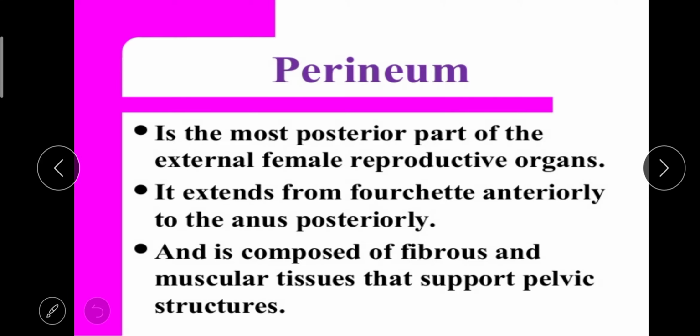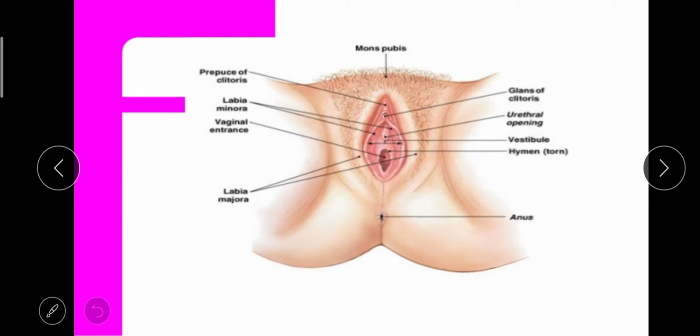The last one is perineum. It is the most posterior part of the external female reproductive organs and it extends from the fourchette anteriorly to the anus posteriorly, and it is composed of fibrous and muscular tissue that supports pelvic structures. So this is the last of the external female reproductive organs. You can see this picture and you can go through all the parts of the external female reproductive organs one by one.